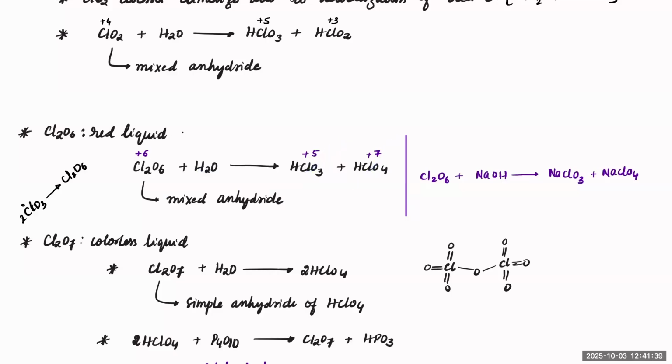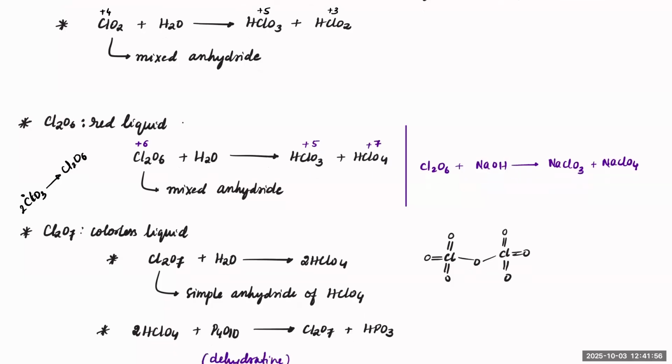So this is the reaction given in JEE, what is the reaction of Cl2O6 with NaOH. Think this way, because this forms both acids, when you react with NaOH, they will convert into respective salts, NaClO3 and NaClO4.